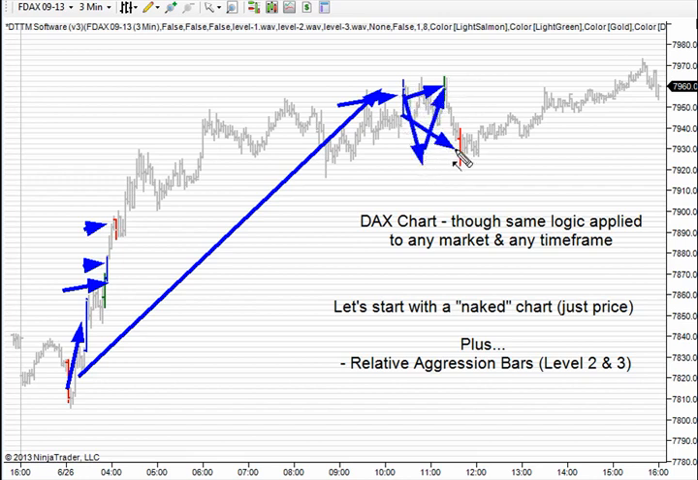So then the next move lower, and this will make more sense as I add other indicators, we test into a support zone, level 2 selling bar, again, no follow-through. We pause here on the high for a while, but then we get rejected. So again, it's telling us buyers are back in control, okay?